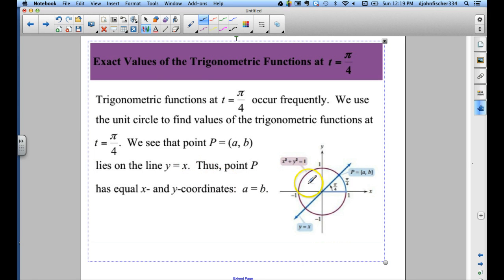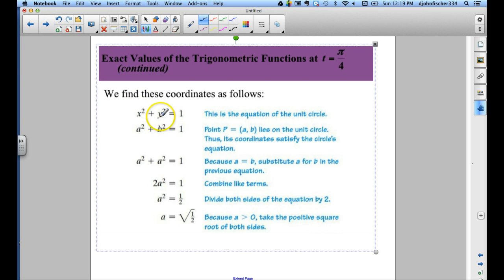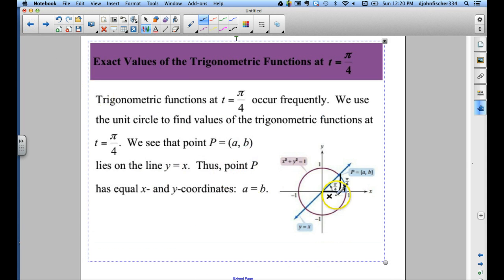In other words, if we drew a triangle here, my x coordinate and my y coordinate are going to be the same. So we have x squared plus y squared equals 1. That's the unit circle. But we know that the x and y values are the same. So we say a squared plus a squared equals 1. Solving it down, a is equal to plus or minus the square root of one half.